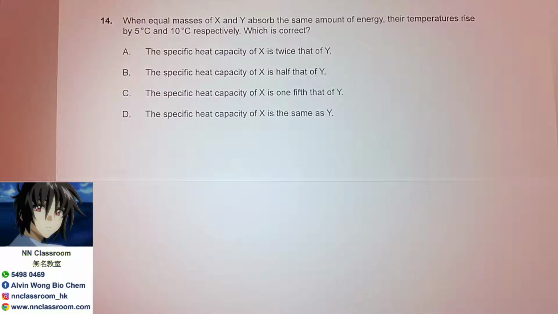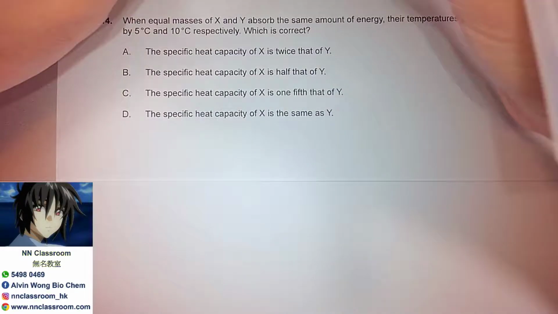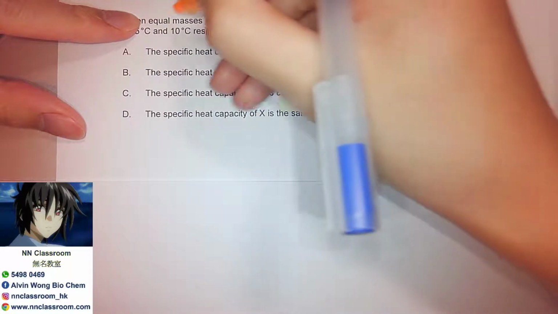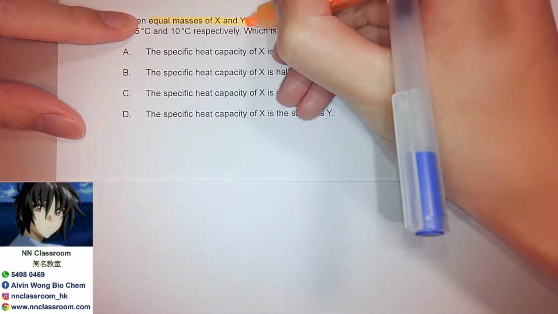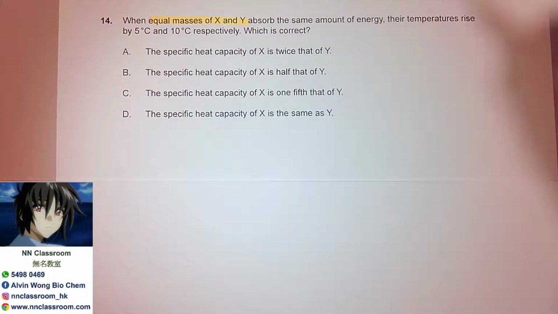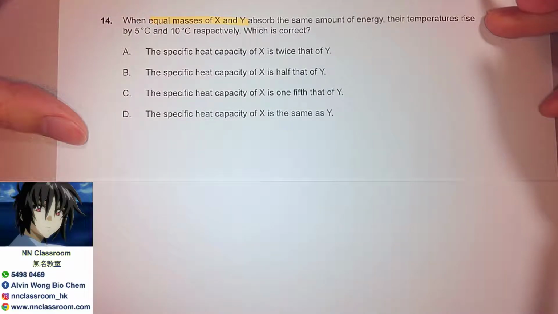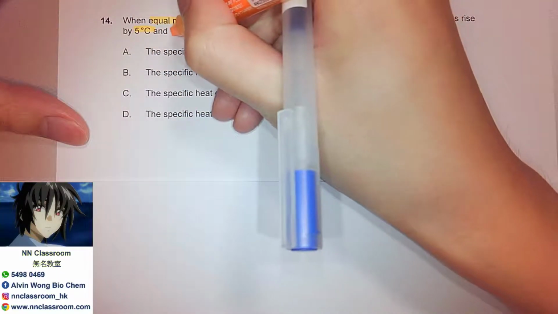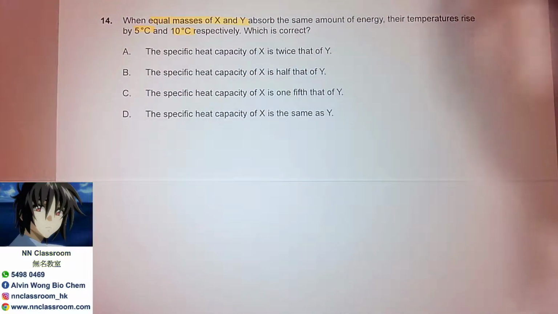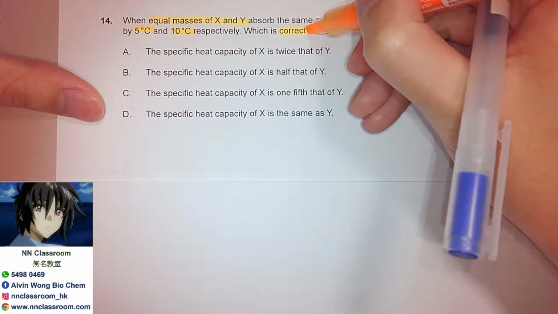Today, I'd like to share with you a past paper question from 2019, Time Zone 1 in May. Question number 14, relating to topic 5, even for SL students, topic 5, energetics. Let's see. Equal masses of X and Y absorb the same amount of energy. Their temperature rises by 5 degrees and 10 degrees Celsius respectively. Which of the following statements will be correct?